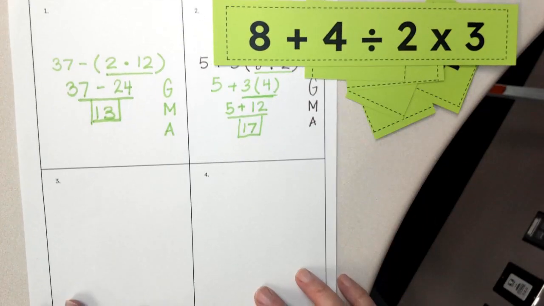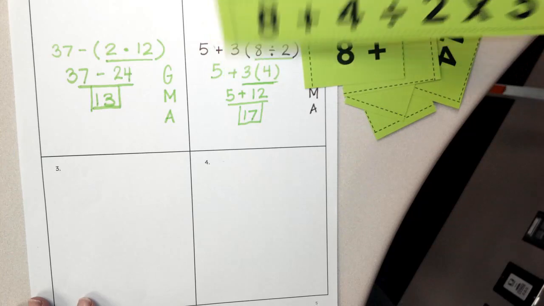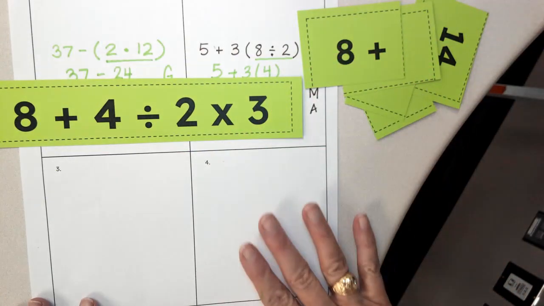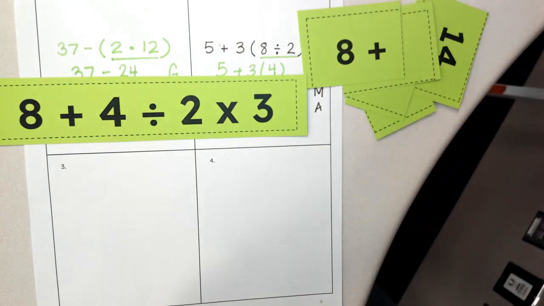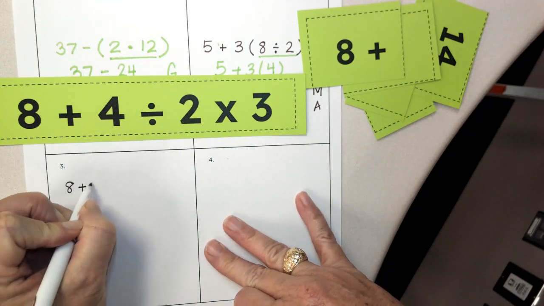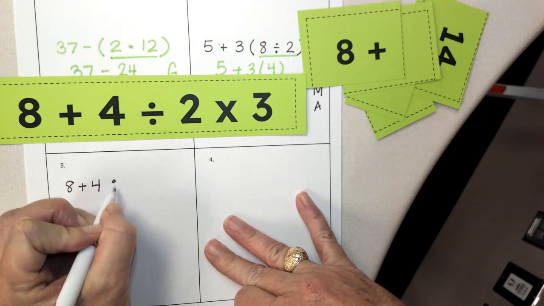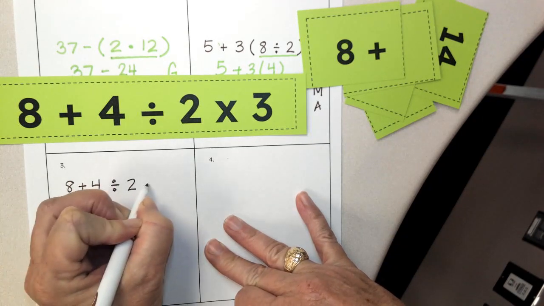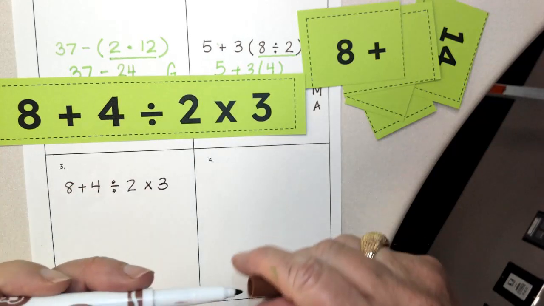All right, welcome back for problem number 3. So this is our green problem that we're starting with. And I'm going to go ahead and record this problem right in the spot for number 3. So we have 8 plus 4 divide by 2 times 3.